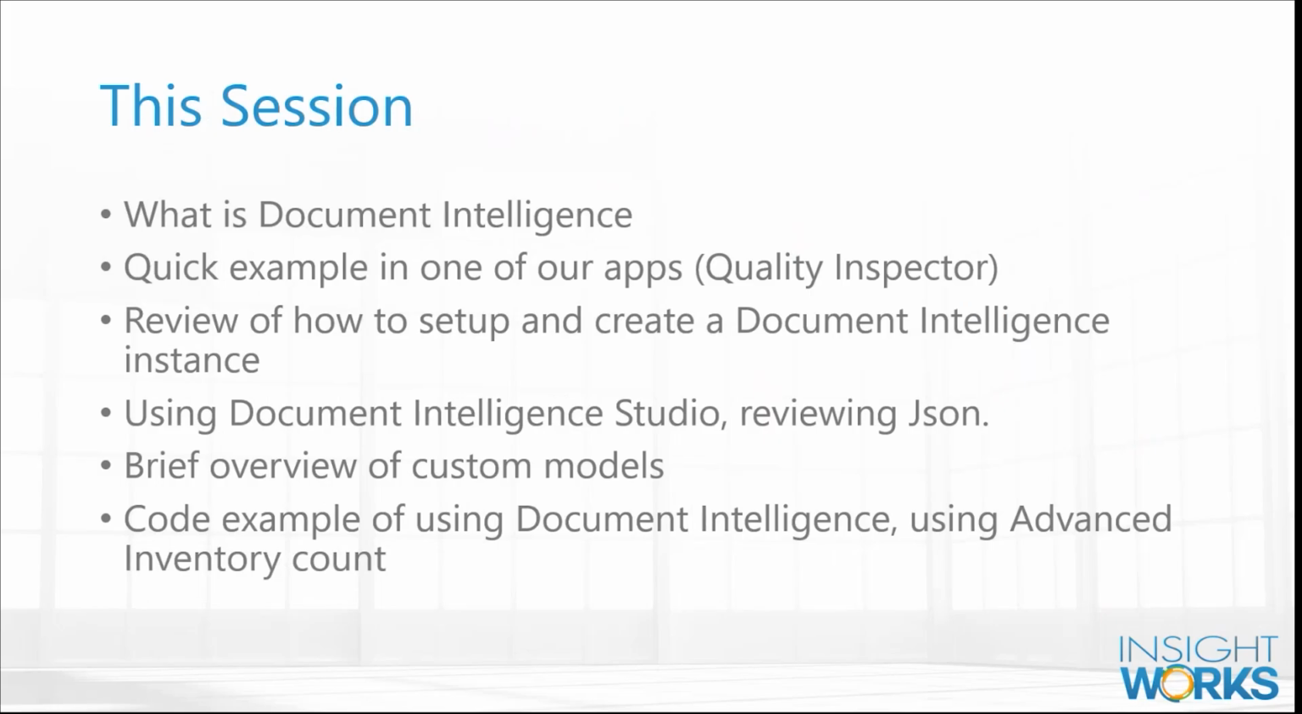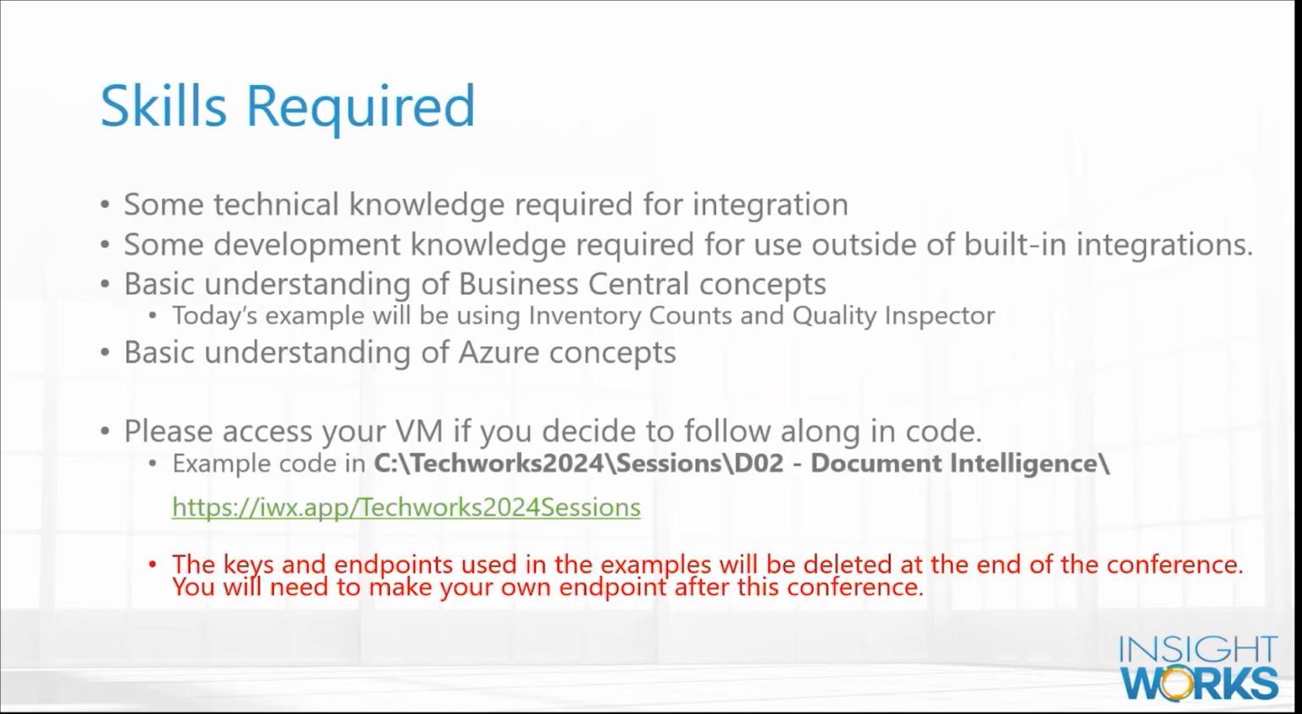So in this session, we're going to review what is document intelligence, a quick example of using that technology in one of our apps, and we're going to review how to set up and create a document intelligence instance. Just as a quick review, we're going to go over how to use the Document Intelligence Studio, including reviewing some of the JSON output. We're going to have a brief overview of custom models, and we'll also have just a code example at the end.